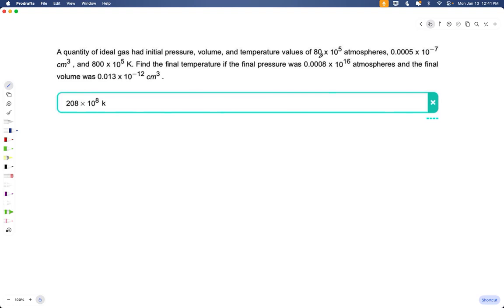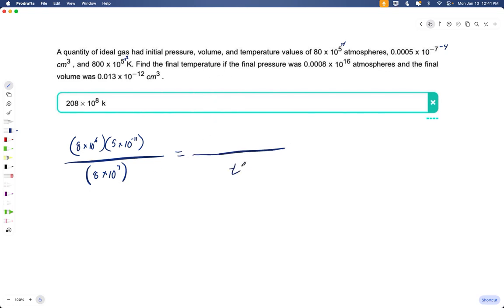Okay, so initial pressure, that's going to be +1, so 8 times 10 to the 6th power. Atmospheres, 5 times 10 to the negative 11. And plus 2, so that's going to be 8 times 10 to the 7th power is equal to final temperature is what we're looking for. So T, 8 times 10 to the 12th power. And 1.3 times 10 to the negative 14.